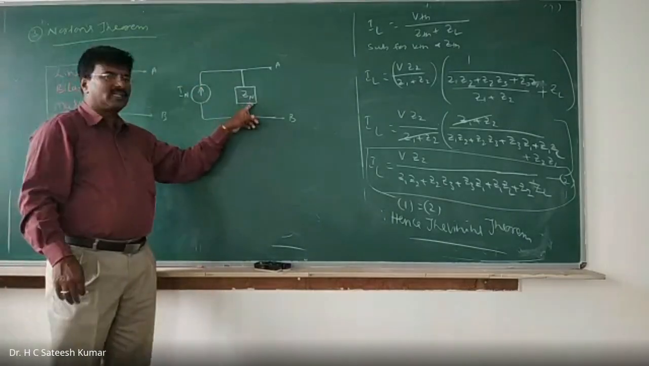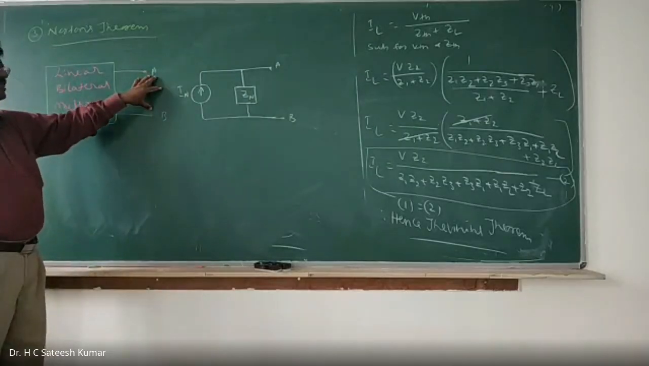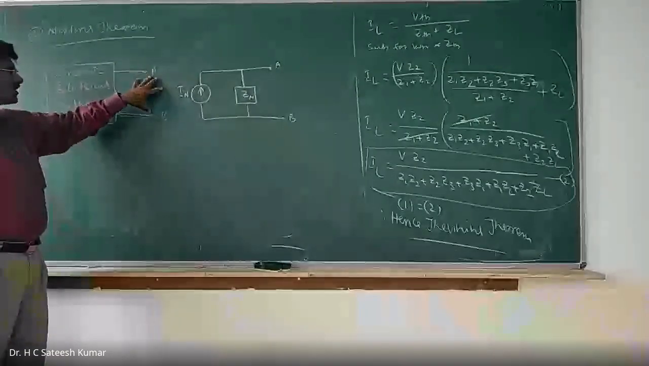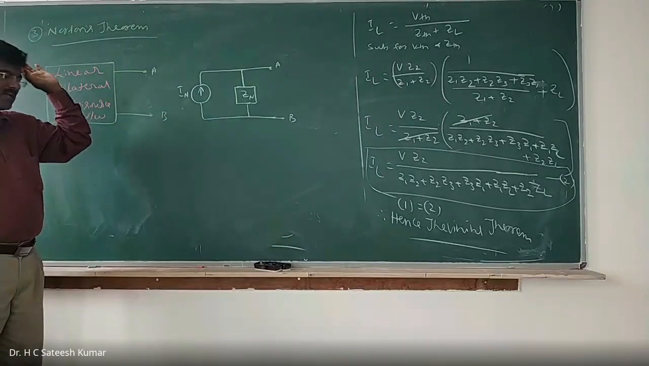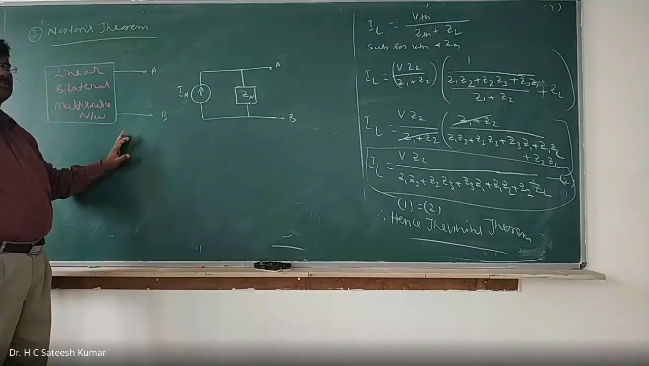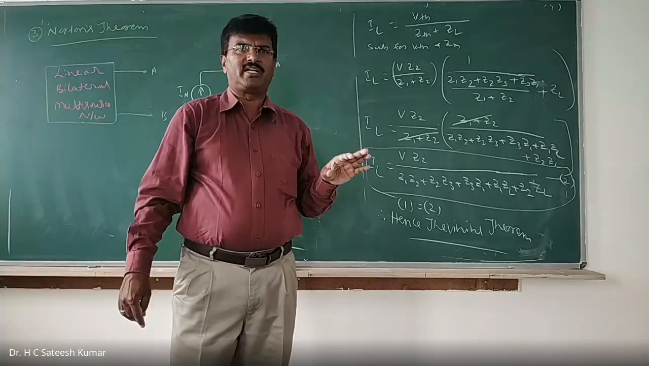And Zn is the impedance seen. Zn is nothing but ZTH only. Zn is the Norton's impedance, which is the open circuit impedance seen from the load terminals, keeping all the sources zero. Voltage sources are made zero by short circuiting, and current sources are made zero by open circuit. Means ZTH and Zn are the same. Method of finding the ZTH and Zn is the same.